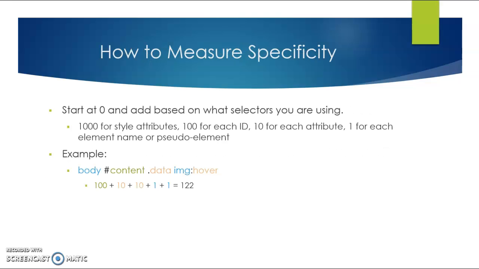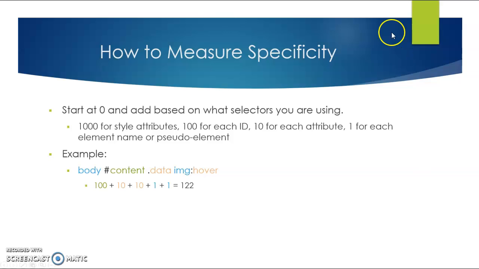So how to measure specificity. You start at 0 and you add based on what selectors you are using. 1,000 for style attributes, so that's a style comment, that's styling in the HTML versus in a CSS file. So 100 for each ID, 10 for each attribute, 1 for each element name or pseudo element.